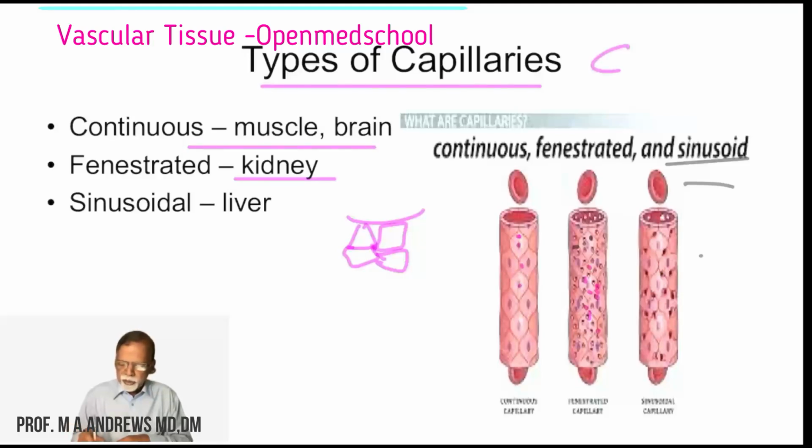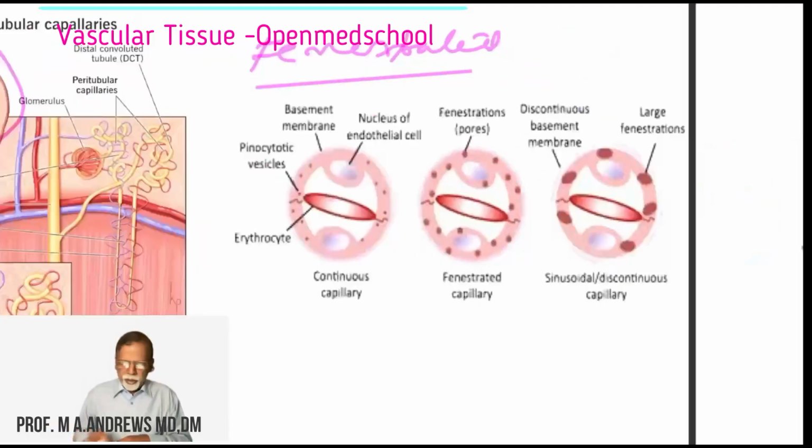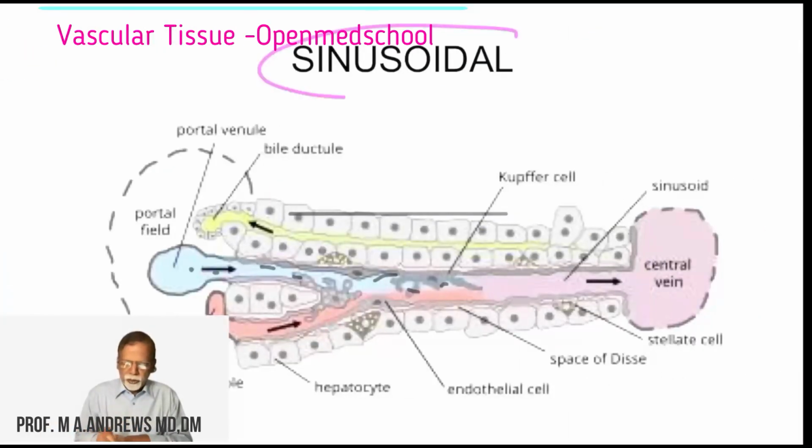The kidney structure is called the glomeruli. The word will be studied later. The sinusoidal type is in the liver. So there are three types of capillaries: continuous type, fenestrated type, and sinusoidal. So remember, in the kidney, it is fenestrated. We will study that later. Just remember the fenestrated. And in the liver, it is sinusoidal.